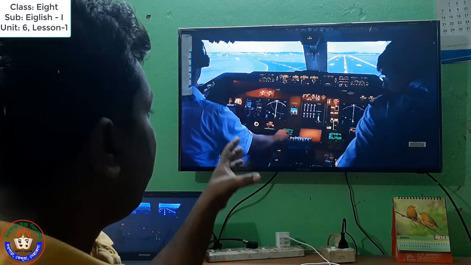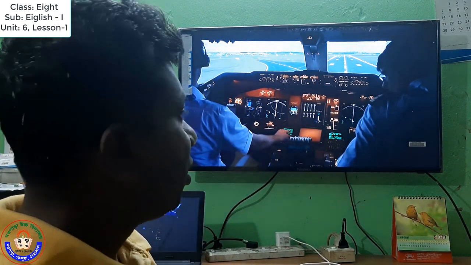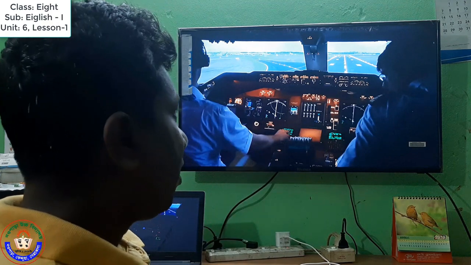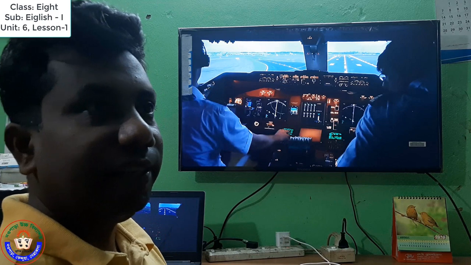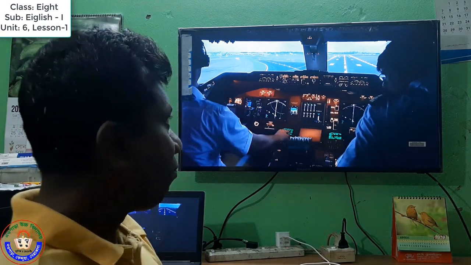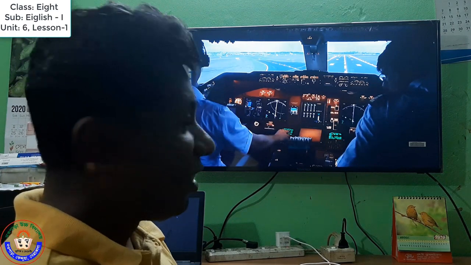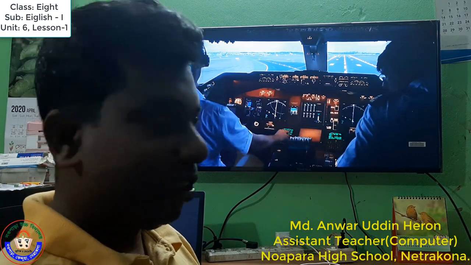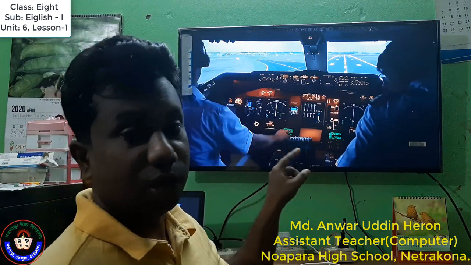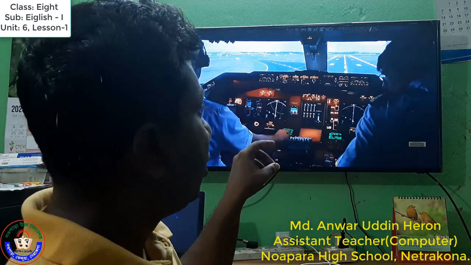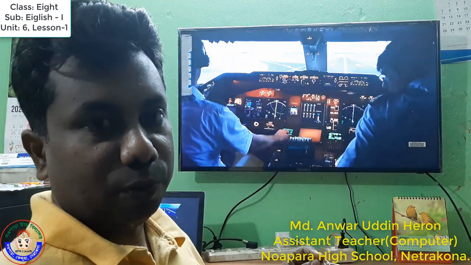And you can see many electronic signals in the cockpit. By following the signals, the pilot can know everything: its speed, its temperature, how far from the airport, how much time is needed to land it, etc. And from this place, the pilot continues the communication with the traffic control room.